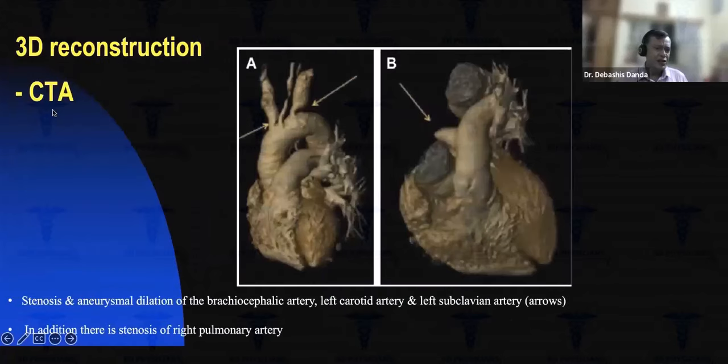So this is 3D reconstruction CT angiography, which shows the stenosis and aneurysmal dilatation of the brachiocephalic artery, and you can see the left carotid artery and the left subclavian artery are narrowed, whereas in addition there is also stenosis in the right pulmonary artery.